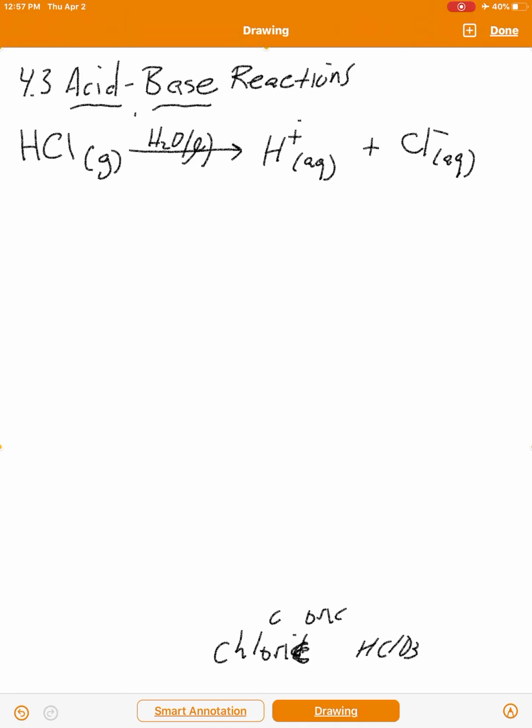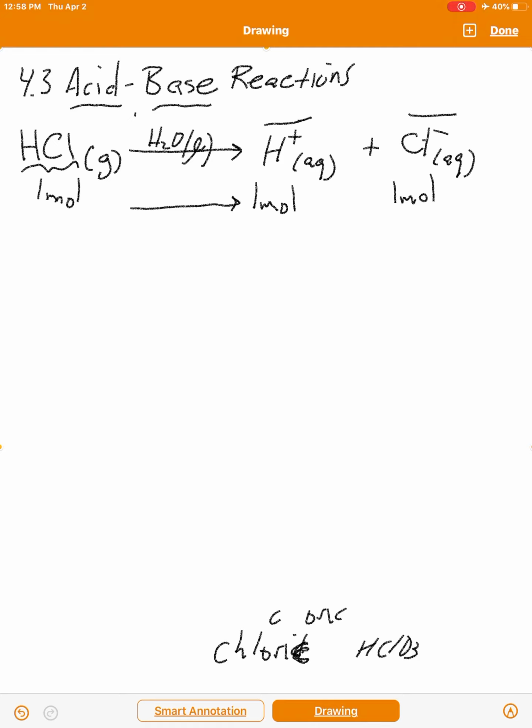And since HCl is a strong acid, if we were to put 1 mole of HCl into water, it would dissolve to form 1 mole of hydrogen ions and 1 mole of chloride ions. So there wouldn't actually be much in the way of HCl in the water. Once it gets into the water, it ionizes to form the hydrogen and chloride ions.